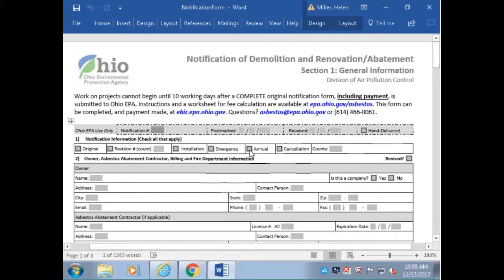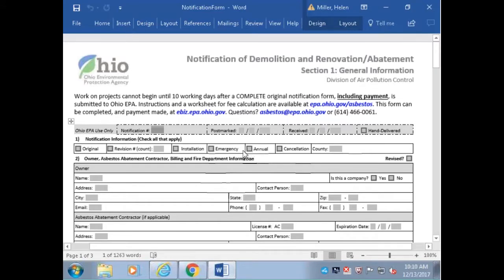Annual notification. What's formerly known as a blanket notification with Ohio Department of Health, that is going away. There will be no more blanket, the monthly reports that you have to submit with the fees. That will not happen anymore. The annual information is in the EPA rules. If you are expecting that you will have work that you need to do under an annual notification for the next calendar year, you're supposed to submit that notification at least 10 business days prior to the end of the current calendar year.